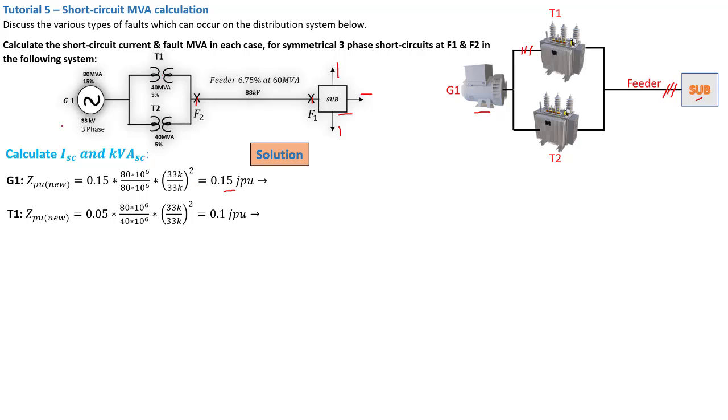Now moving on, for T1 we got 0.1 j per unit, and for T2 we got 0.1 j per unit. You can clearly see that T1 and T2 have exactly the same parameters. They are both 40 MVA, which is the old MVA, and 5% of the old per unit. Applying the formula, we get that, and we understand that the primary of the two transformers is 33 kilovolt, because the generator is generating a 33 kilovolt three-phase system.